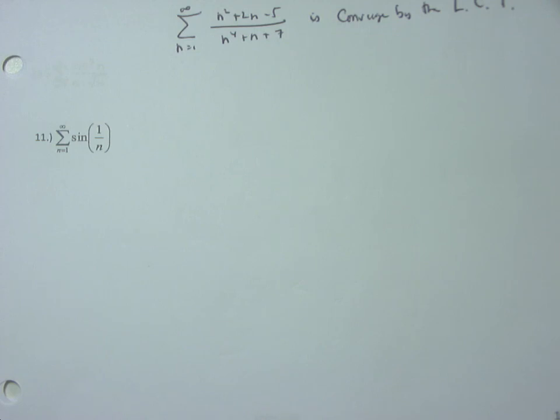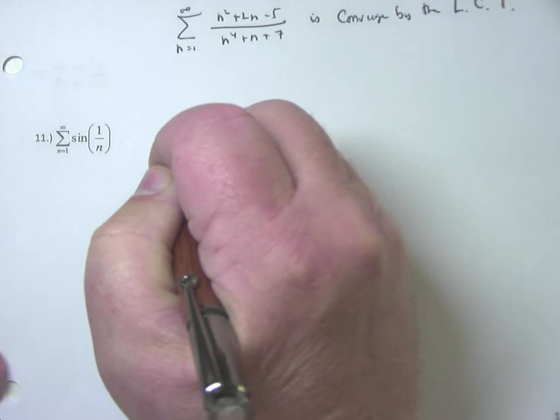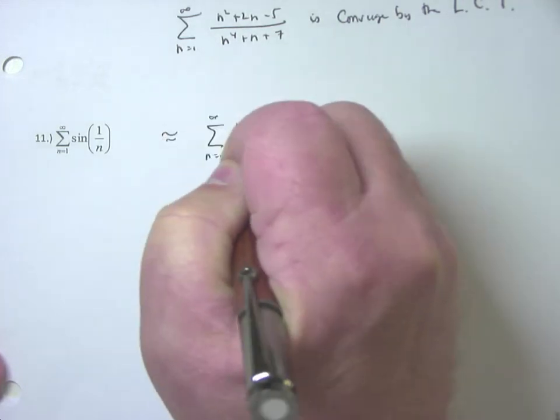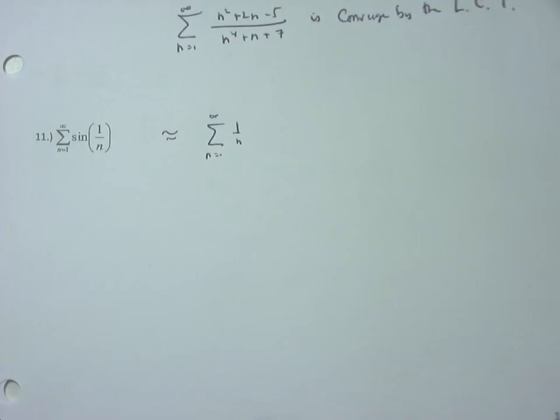Because the hardest part about any comparison test is, what are you going to compare it to? Well, I'm going to compare this one to, and I'm going to do this little squiggly equal to, the sum as n goes from 1 to infinity of 1 over n. Now, I see that 1 over n, so this is the guy I want to compare it to. This is my known series. Now, you got to tell me about your known series. What's the sum as n goes from 1 to infinity of 1 over n?